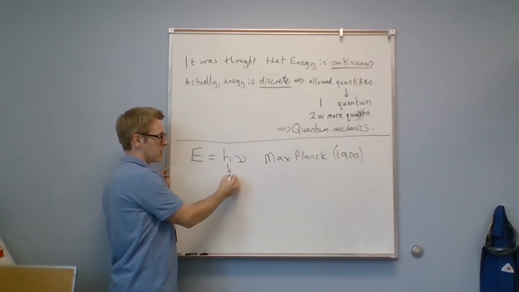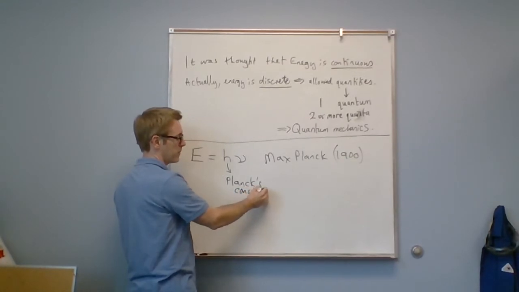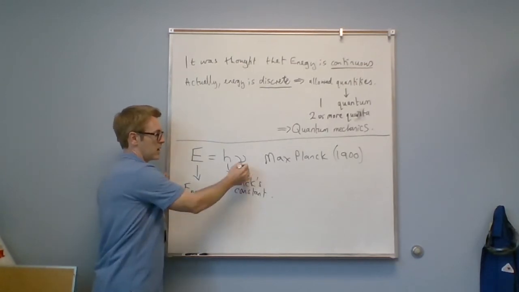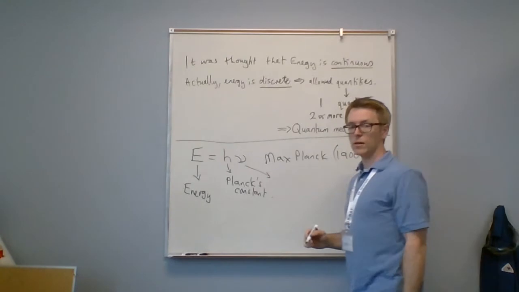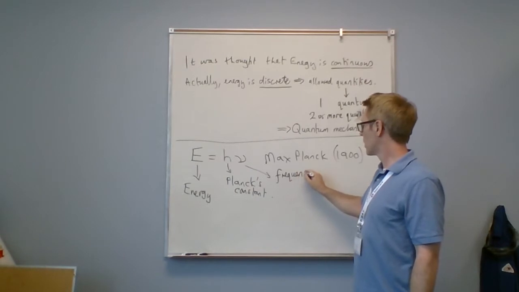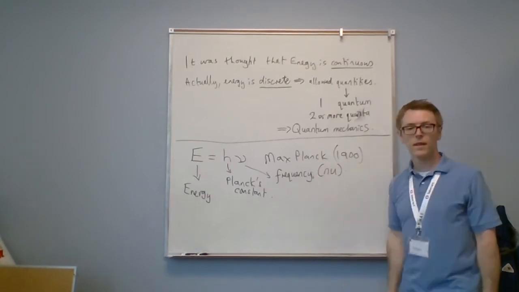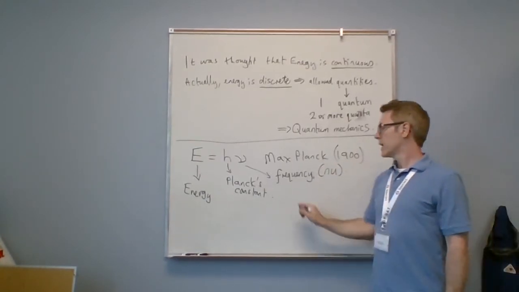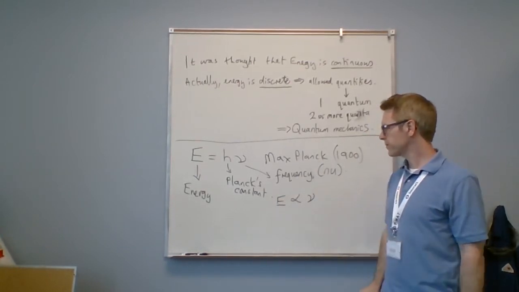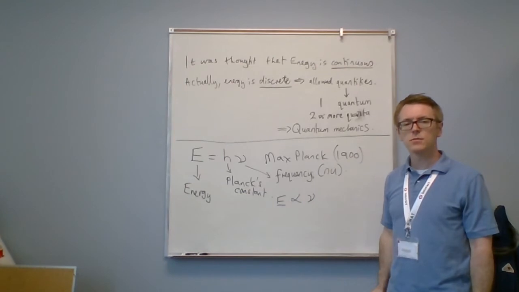Here, h is a constant, known as Planck's constant. E is energy. This symbol here is a Greek letter, nu. Nu is frequency. So E equals h nu. Importantly, energy is proportional to frequency. If we take the equal sign and the constant to be a proportional sign, then energy is just proportional to frequency.